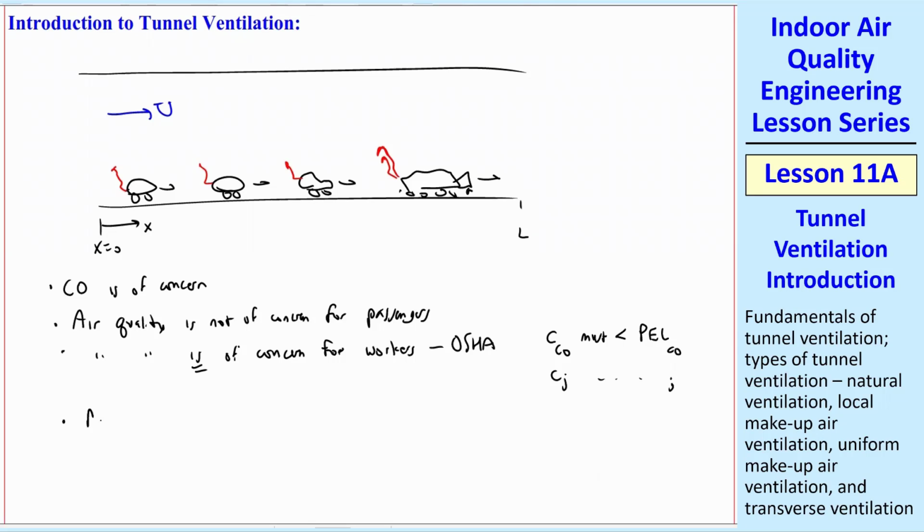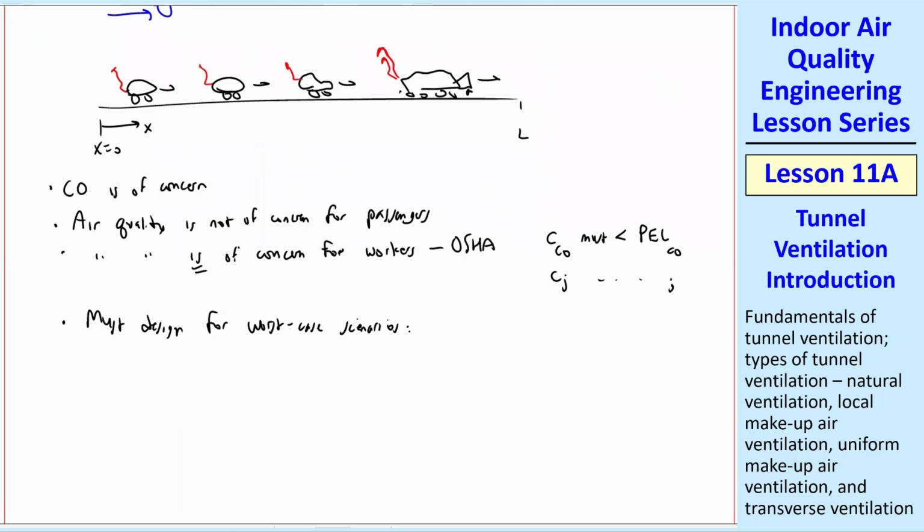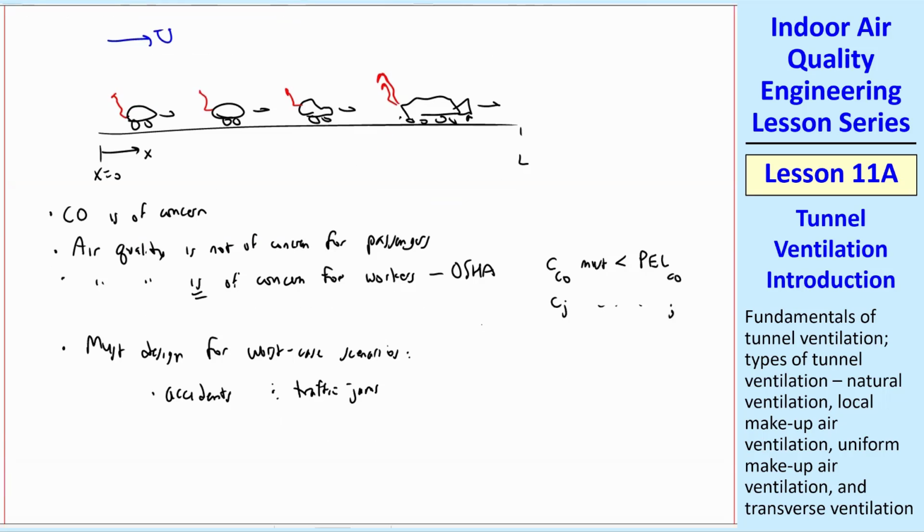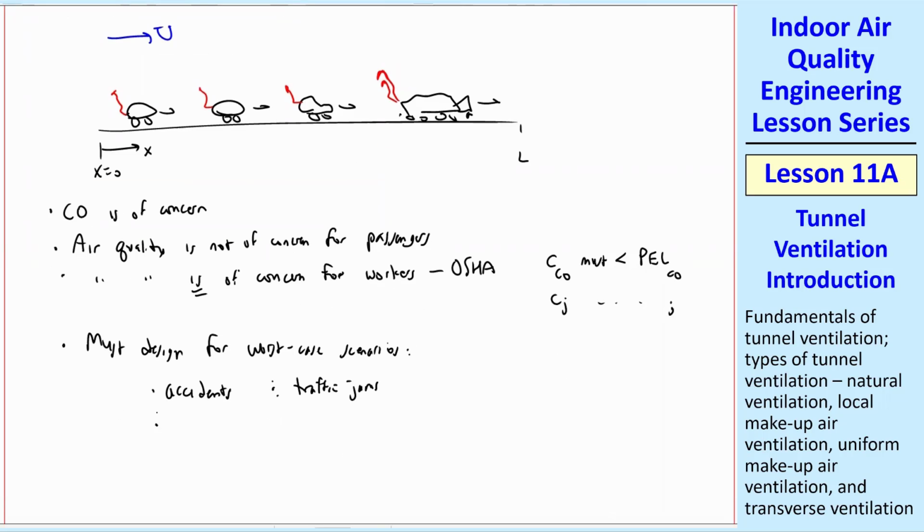Also, we must design for the worst case scenarios. For example, accidents, traffic jams. Imagine you're in a traffic jam, and I've been in traffic jams in tunnels, and most people just keep their engine on. You got all these cars close together, everyone's putting out air pollution, and you're wondering, is this stuff safe for me to breathe? So we hope the ventilation system has been designed well enough to handle that. There can be fires when there's accidents, and as I already said, tunnel workers.